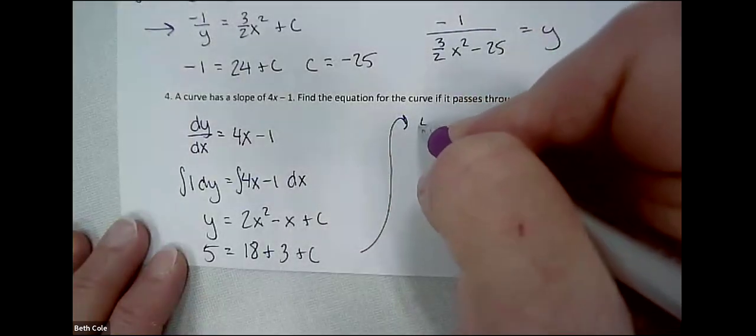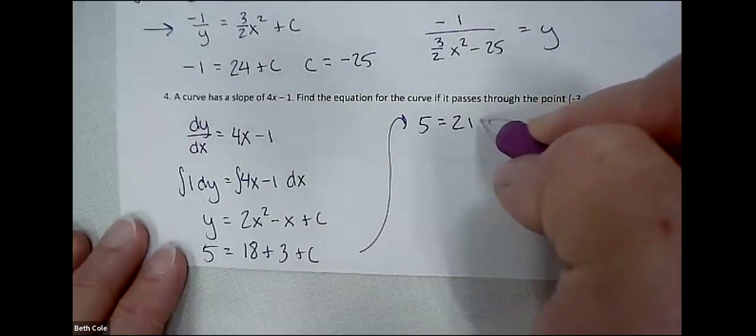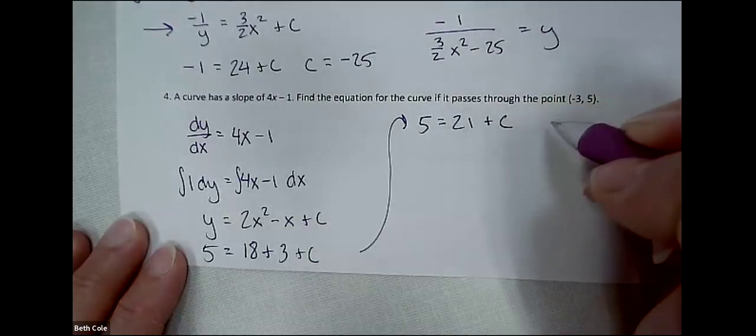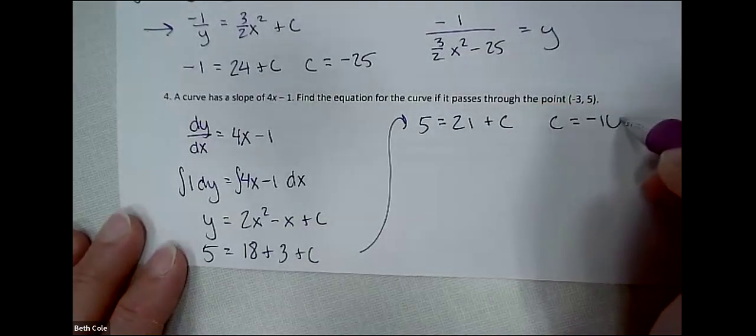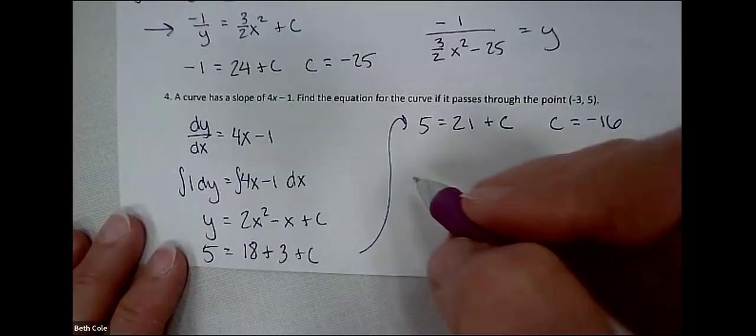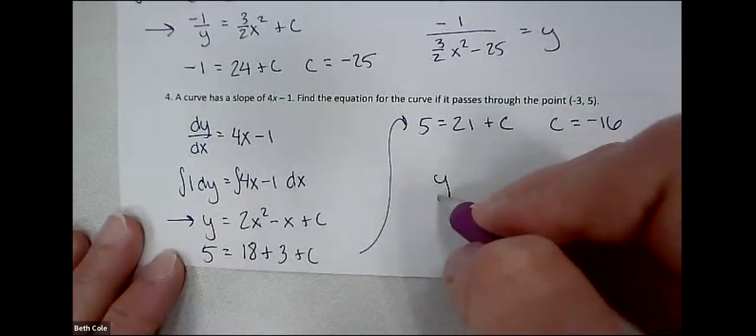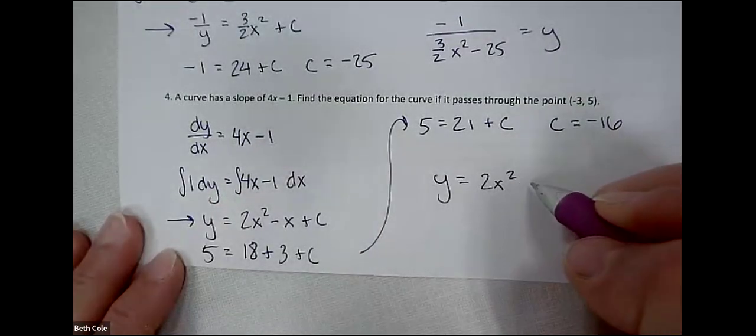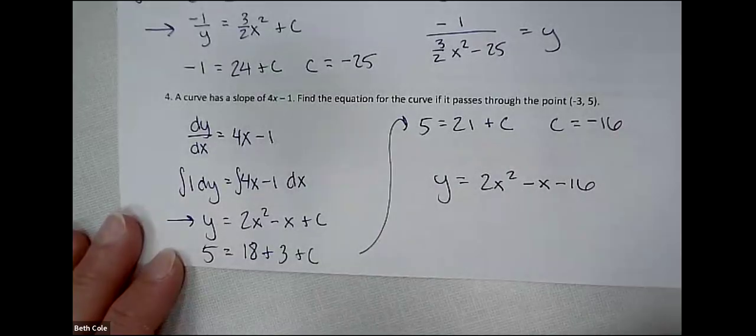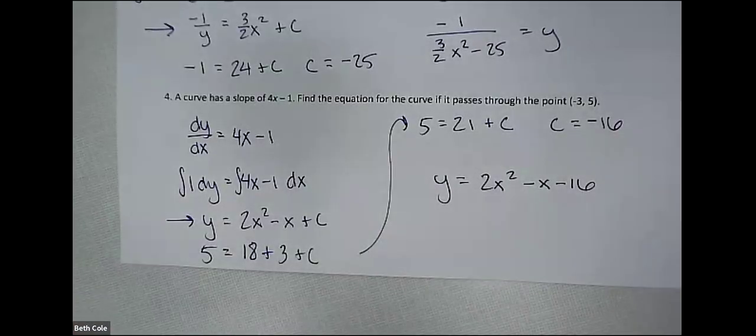Need to move over here. So we get 5 equals 21 plus c. And so c is negative 16. I'm going to recopy this step exactly like it looks, and then we'll actually be done because y is already by itself. So that is our answer.